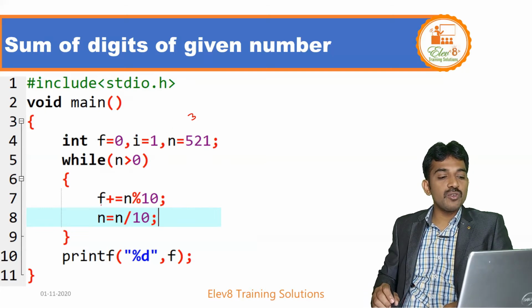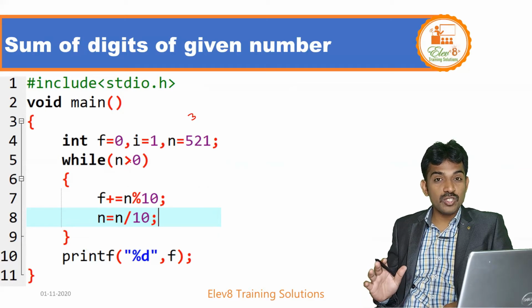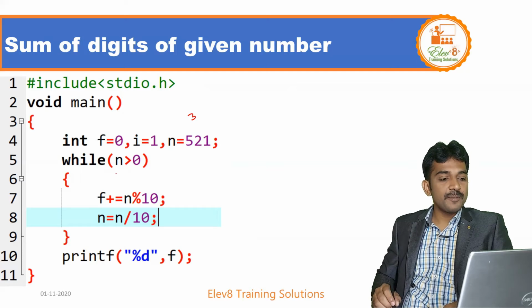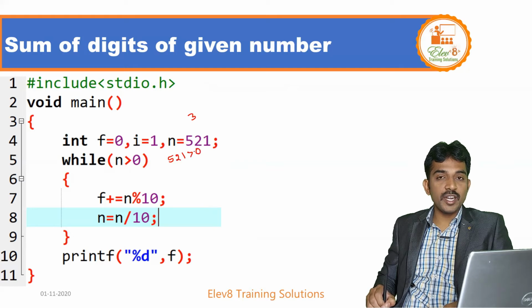See here what I am going to do. I'm just writing the condition. There is no starting value, there is no ending value, there is no increment or decrement. Nothing is there, right? So for those situations, you go for the while loop. See, while n is greater than 0. First time, what happened? 521 is greater than 0. Condition true, right? You enter the loop.